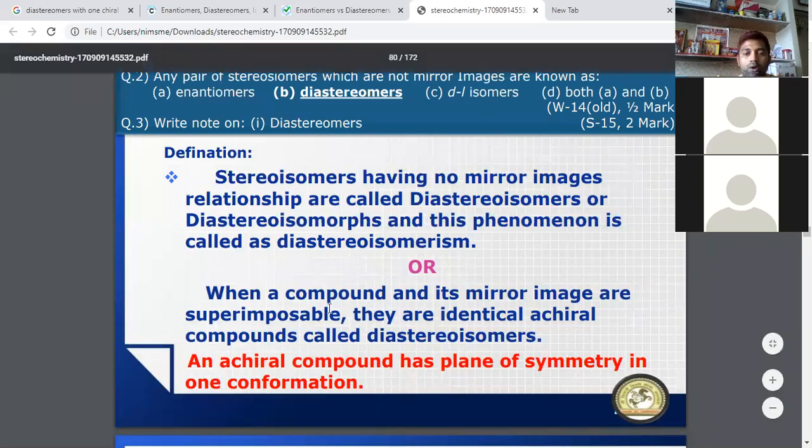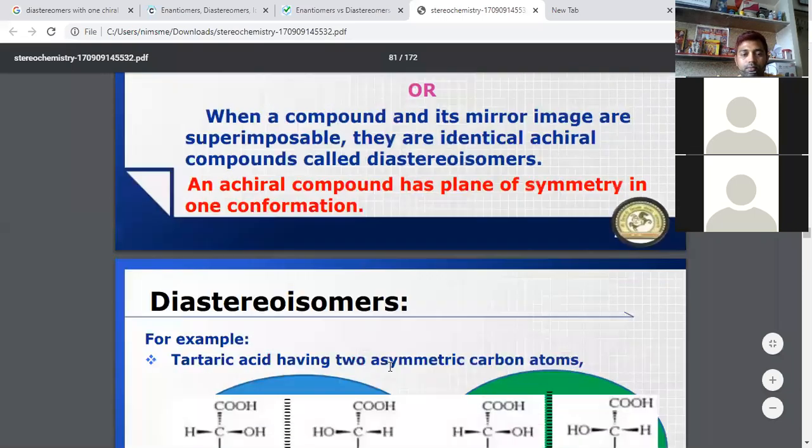When a compound and its mirror image are superimposable, they are identical. Achiral compounds are not diastereoisomers. An achiral compound has a plane of symmetry. This we'll discuss later.